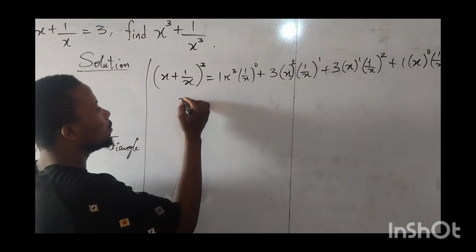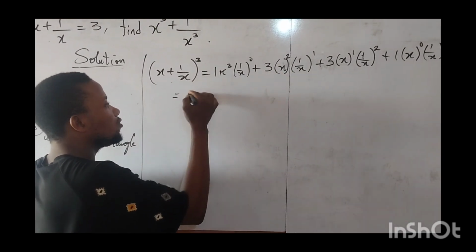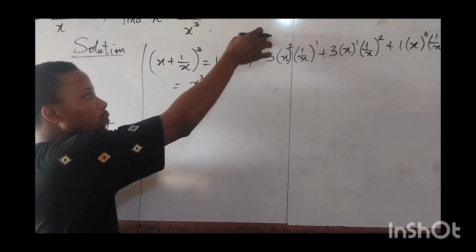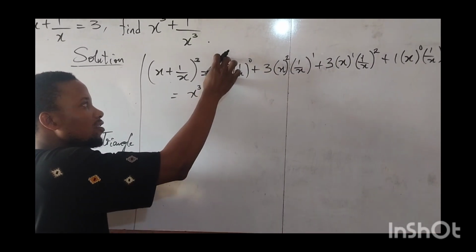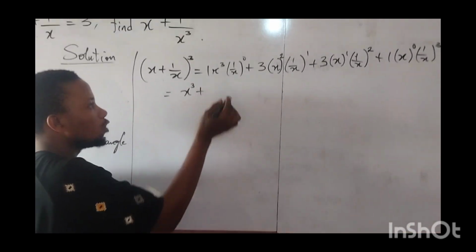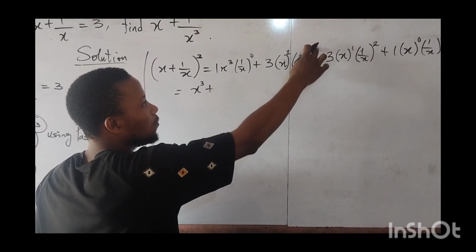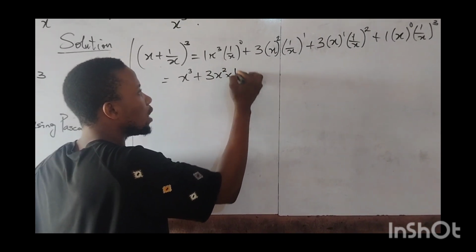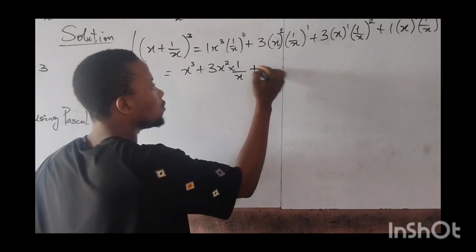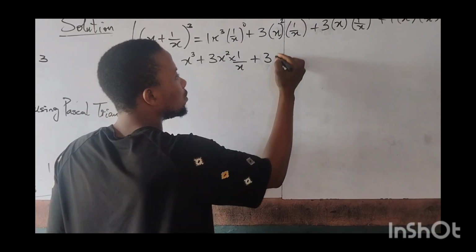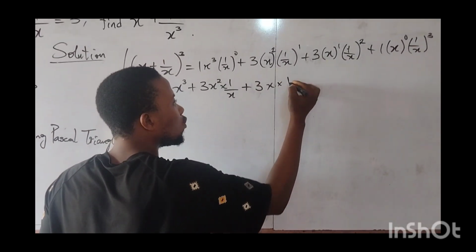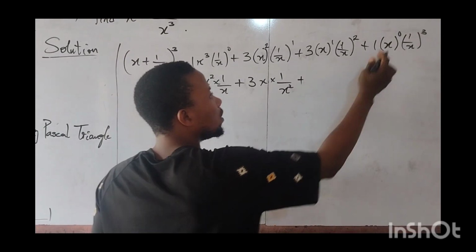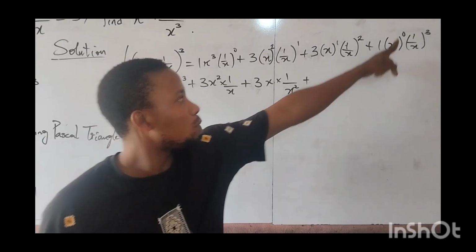Now, moving forward, we have s raised to power 3. Anything raised to power 0 is equal to 1. 1 over s raised to power 0 will give you 1. So 1 multiplied by s raised to power 3 will give you s raised to power 3, plus s raised to power 2 times 1 over s, plus s times 1 over s raised to power 2, because 1 squared will give you 1, plus anything raised to power 0 is 1.